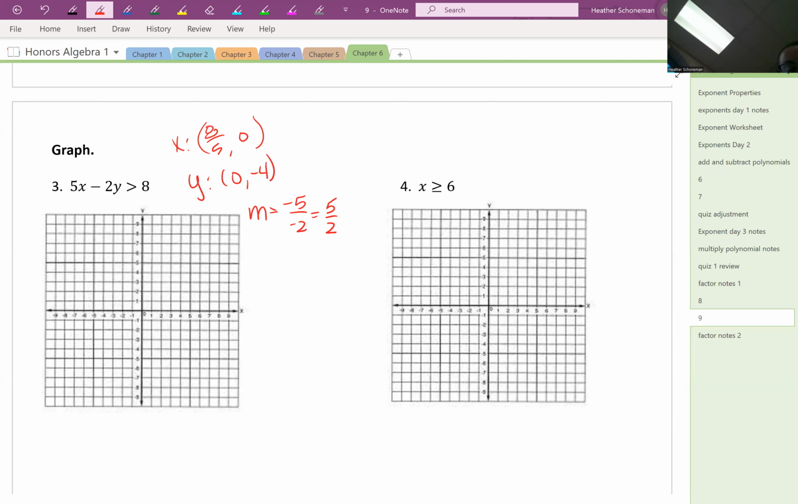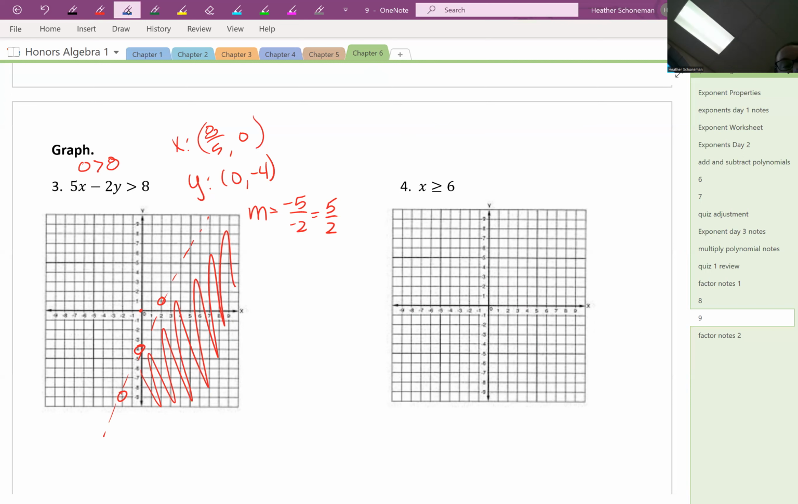So we have an open circle at -4. And then use our slope. We go up 5, right 2, or down 5, left 2. Connect them with a dashed line. When you go to test it, we get 0 is greater than 8. And that point's right here, and that is definitely not true. So we have to shade the true side. So we're going to shade this side.